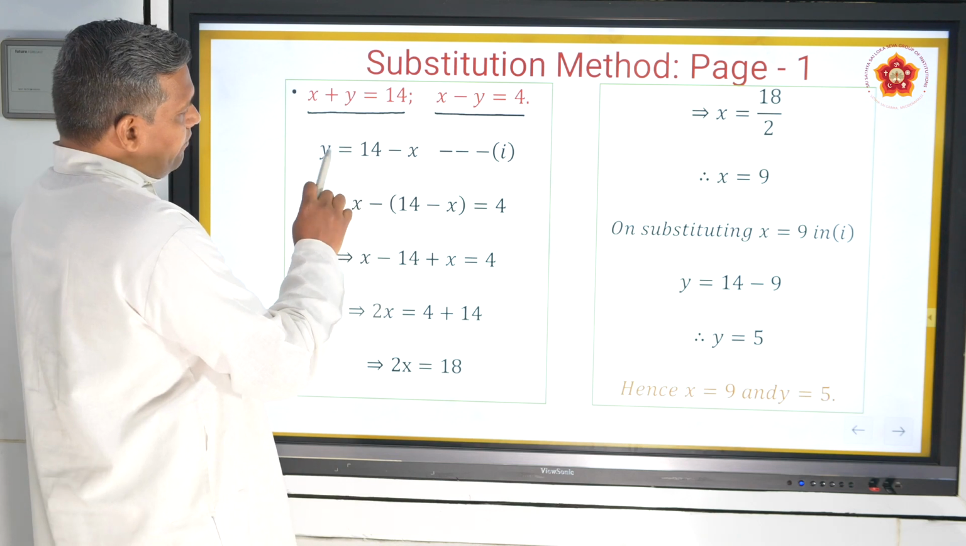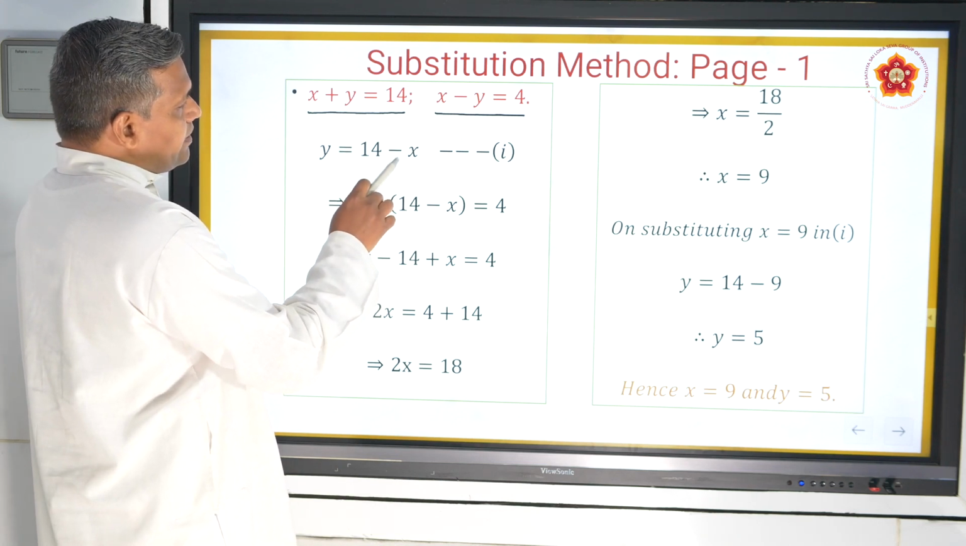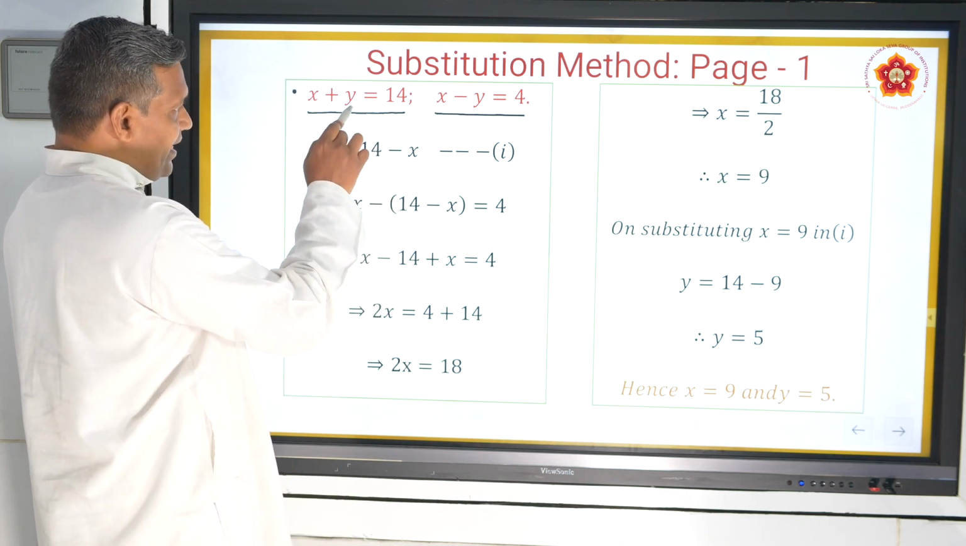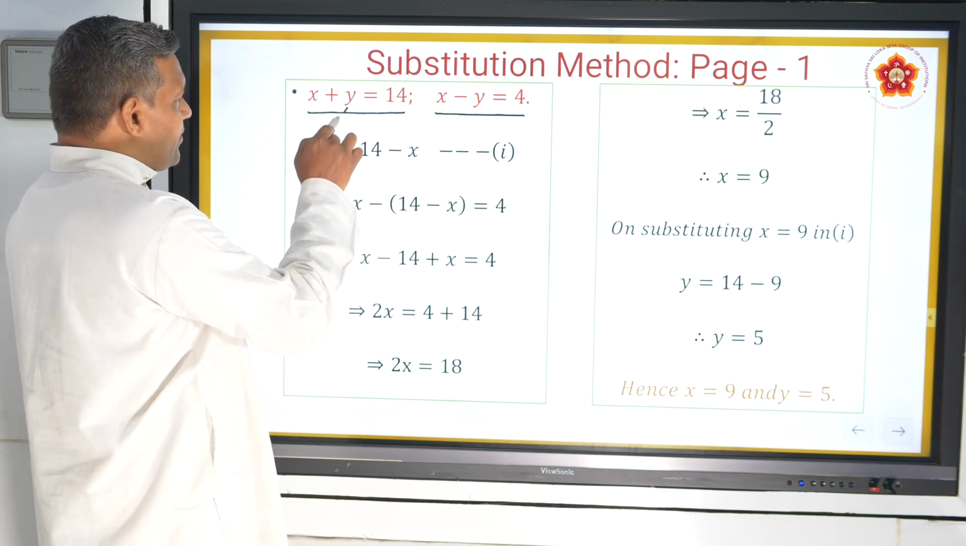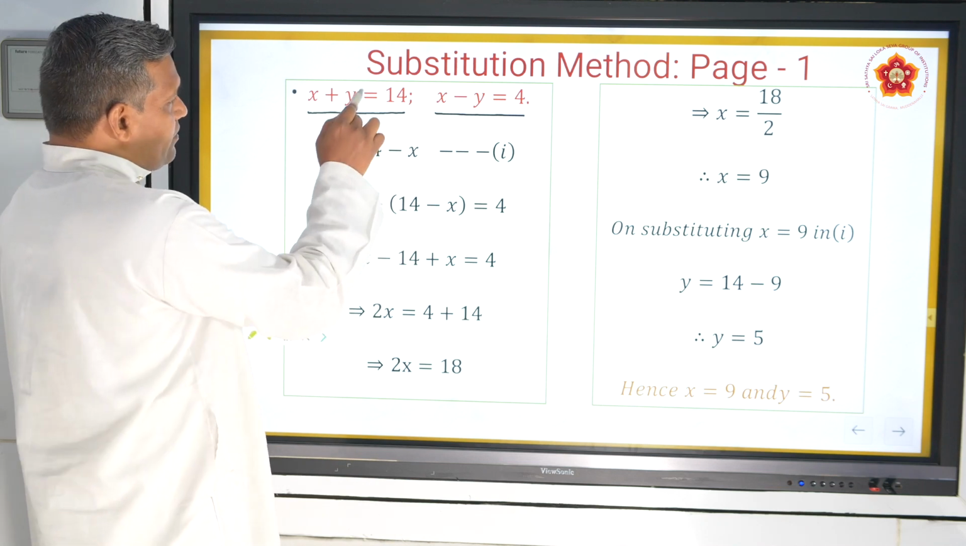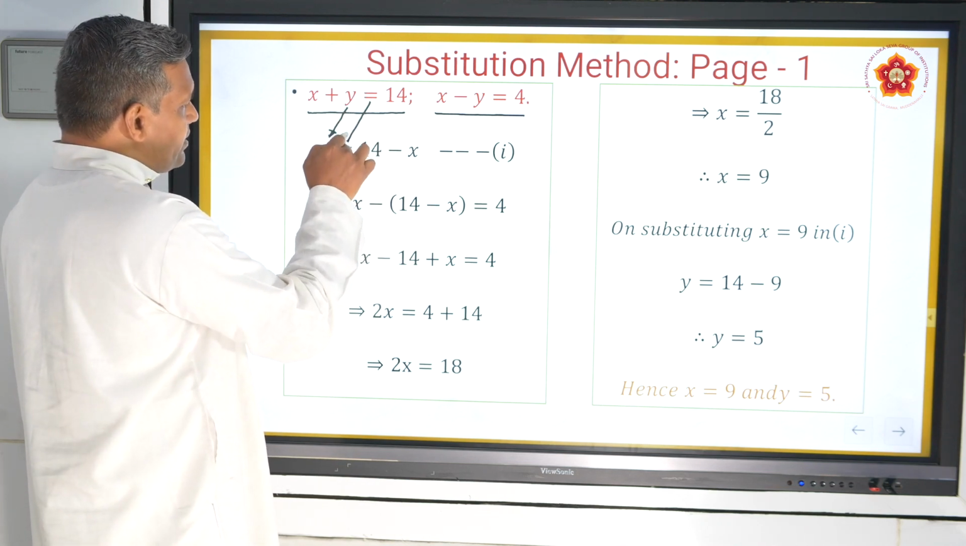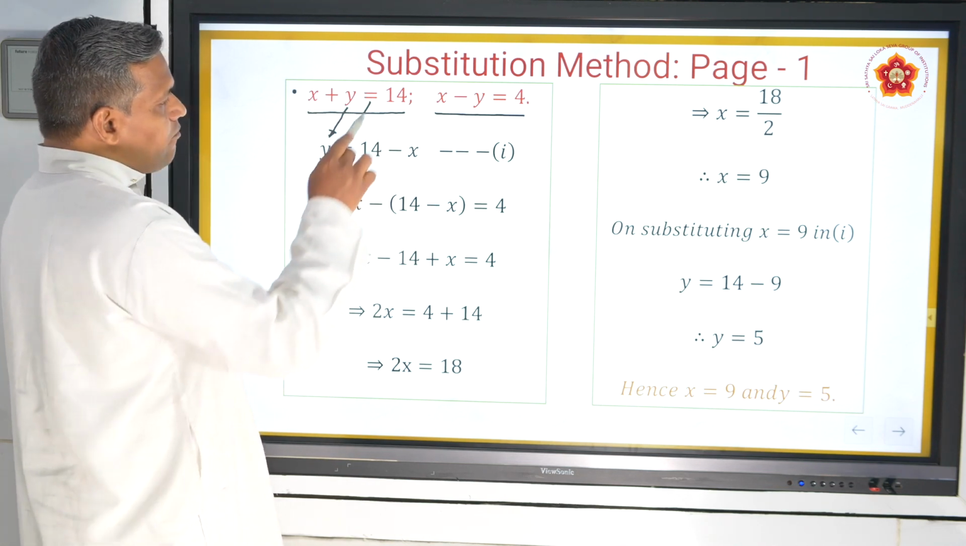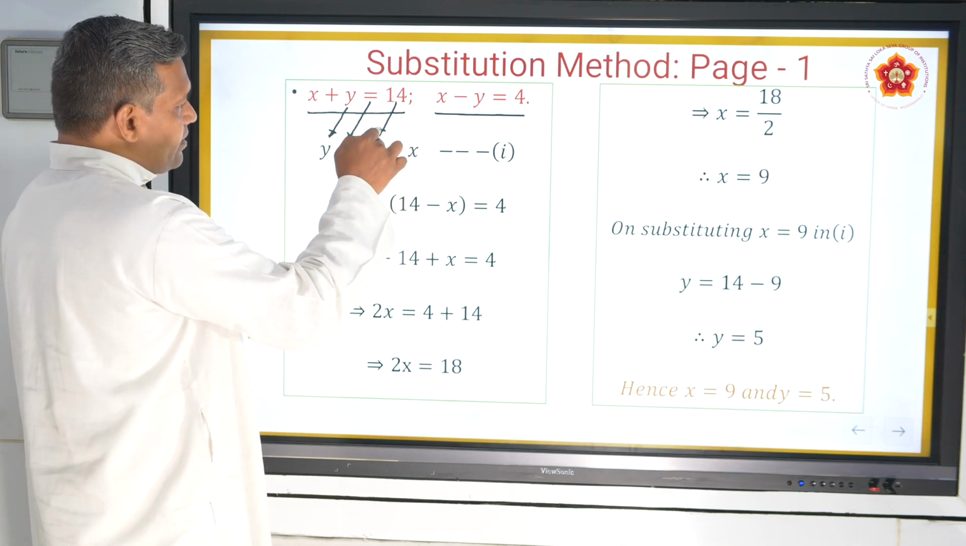Here, y is equal to 14 minus x. Tell me what did I do? I took the same equation and I kept the y as such without changing anything in the LHS, and the equals sign I am retaining as such without changing anything. 14 is also in the same place on the RHS as such.